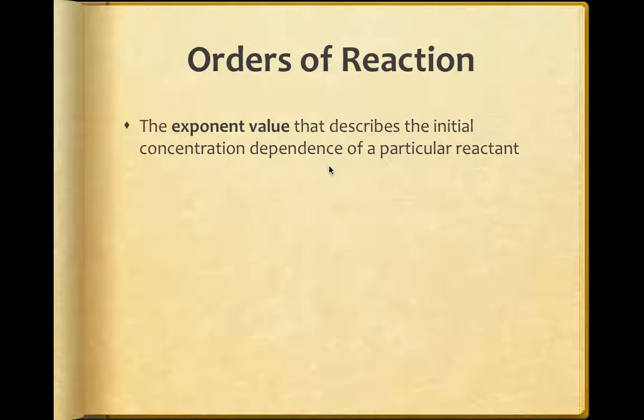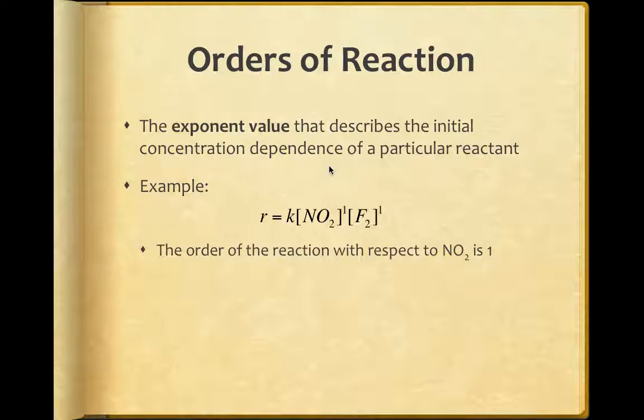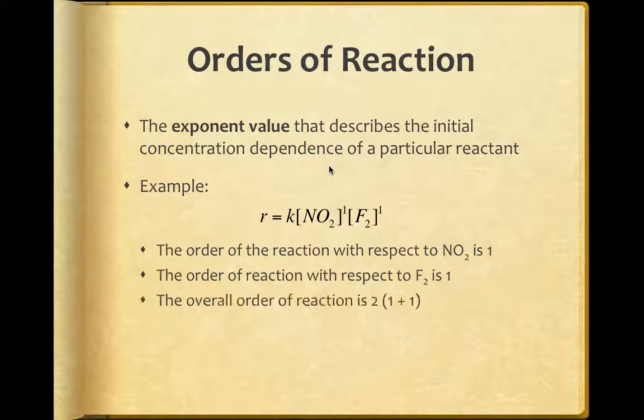Now, the orders of the reaction are, as we indicated earlier, the exponent values that describe the initial concentration dependence of a particular reactant. Going back to this rate law expression, R = K[NO2]^1[F2]^1, the order of this reaction with respect to NO2 is 1, and the order with respect to F2 is 1. The overall order of the reaction is simply the orders added together. In this case, we have 1 plus 1, so the overall order of this reaction is 2.